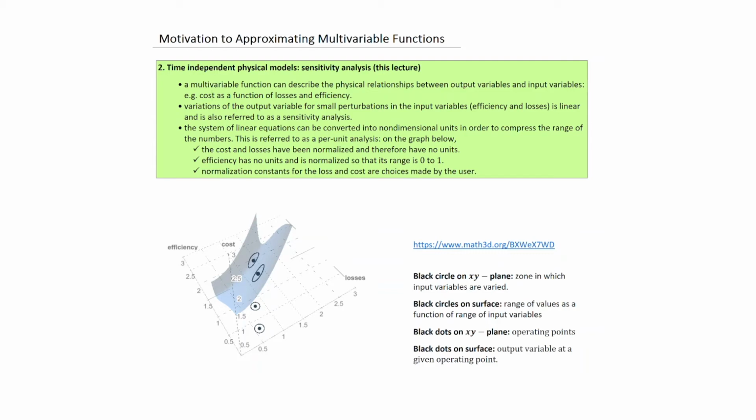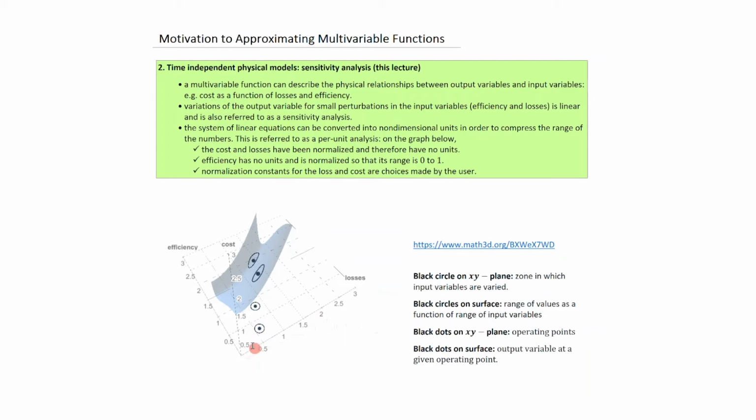Secondly, efficiency has no units, but you could still normalize it because efficiency is normally between 0 and 100%, but you can scale that from 0 to 1 if you want, just by dividing through by 100. So we typically use 0 to 1 in terms of the per unit analysis, post-normalization. The normalization constants for the loss and the cost are choices made by the user. You decide what normalization constants you want to use to make the problem as simple as possible, or in many cases, the choices are very much practically based. So the picture in the lower left-hand corner shows basically two operating points.